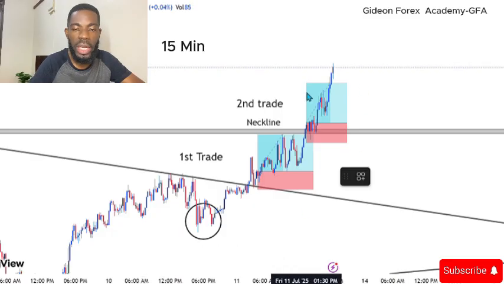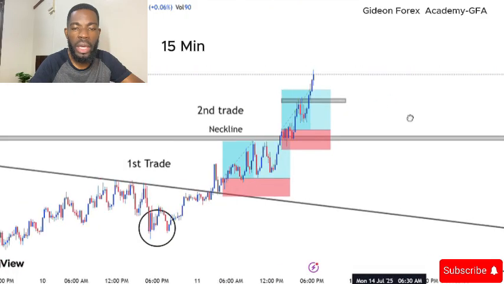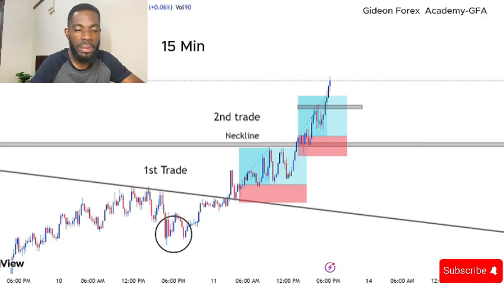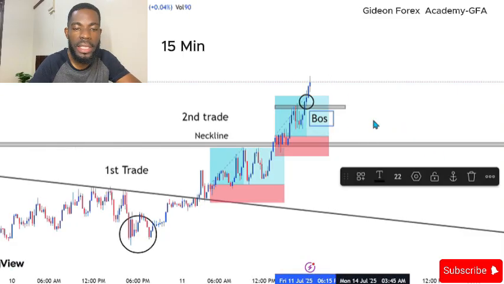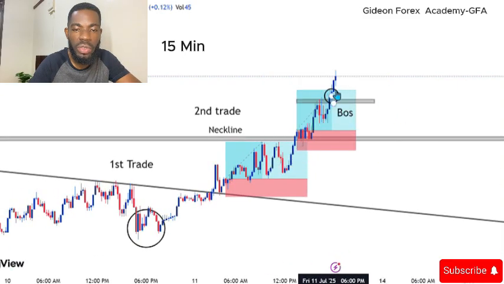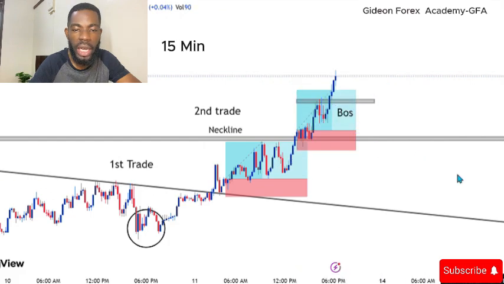The third trade, I would take it from here after this retracement. I would take it after this break of structure right here. As you know, the price rallies and forms break of structure, higher highs and higher lows. So I would place another trade right here, after that break of structure.